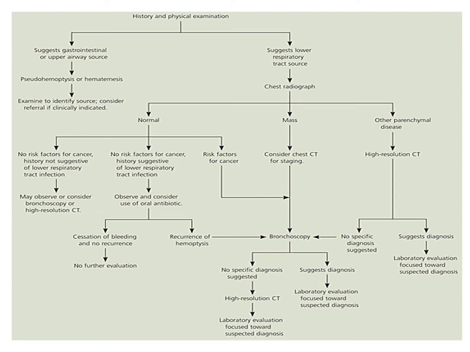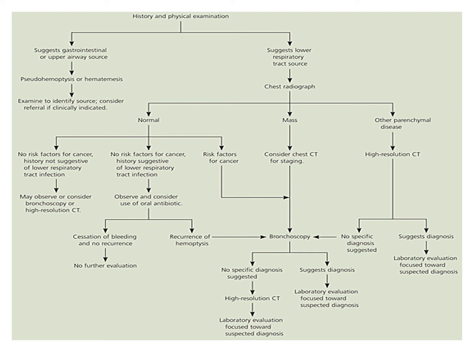If your chest x-ray is normal, no risk factor of cancer, and the history suggestive of lower respiratory tract infection, please observe your patient and give him oral antibiotic. If the bleeding stops, no further evaluation. If the bleeding is recurrent or still present, we will do another investigation like bronchoscopy. If you have a normal chest x-ray and you have a risk factor for cancer, even with a normal chest x-ray, do CT chest and fiber optic bronchoscopy later on.